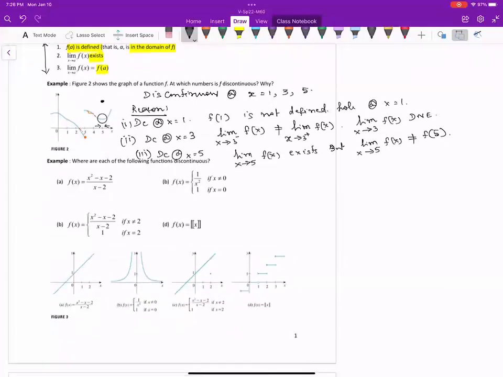So given a graph, we are able to find out by examining the limits whether the function is continuous or discontinuous at a point.